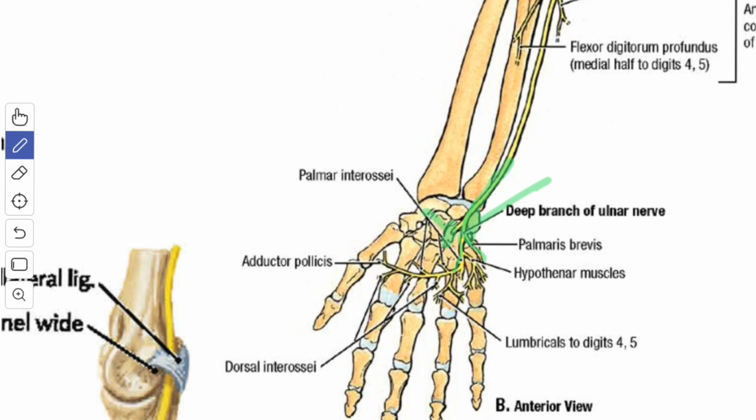Okay, so the superficial branch supplies the anterior surface of the medial 1.5 digits. The deep branch supplies the hypothenar muscles, the medial lumbricals, adductor pollicis, the deep head of flexor pollicis brevis, and all interossei.